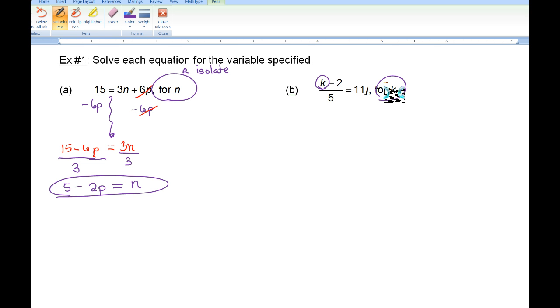Okay, any ideas here? So I have k minus 2 over 11. We can't do that yet because it's all divided by 5. So we've got to get rid of the 5. Can we first multiply both sides by 5? That sounds like a good idea.